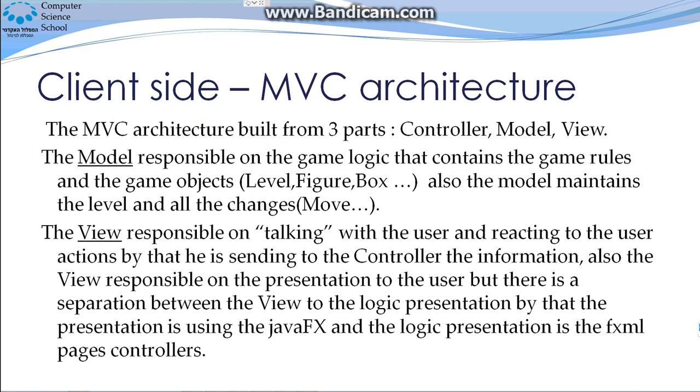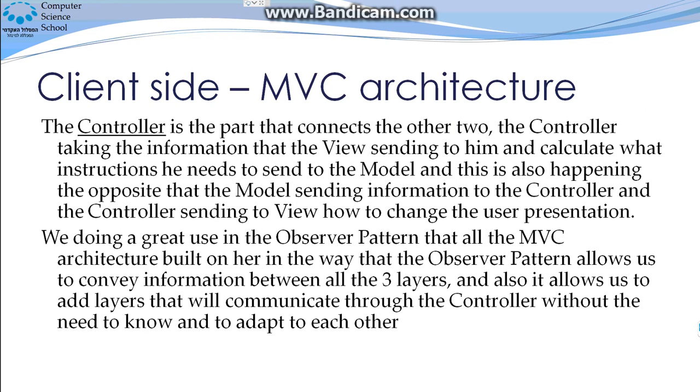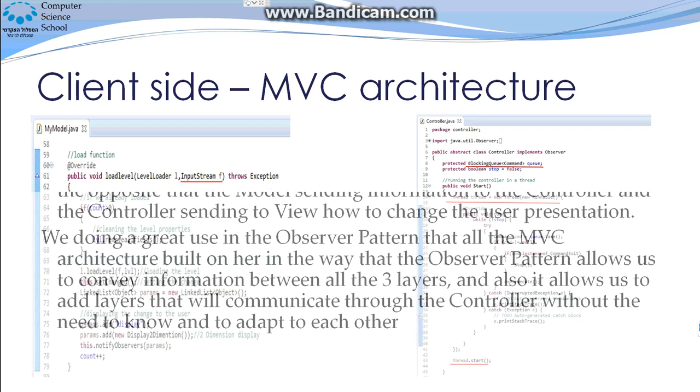The MVC of our project is built from three parts: controller, model, and view. The model layer is responsible for the game logic, like whether the user can move or not. The view layer is responsible for the user interface and communicates with the user. The controller connects the model layer and the view layer. The MVC pattern makes use of the observer pattern, which allows the MVC layers to communicate with each other with a notification. Now we will see some code.